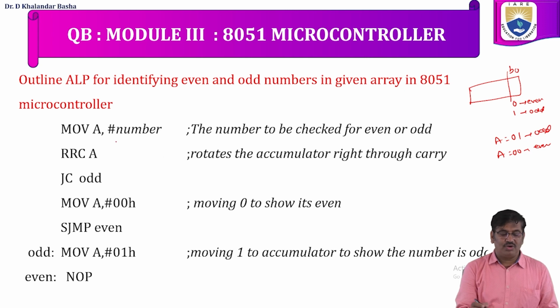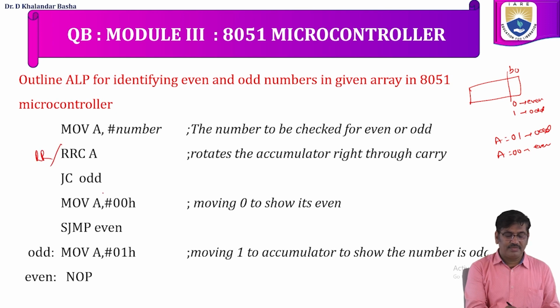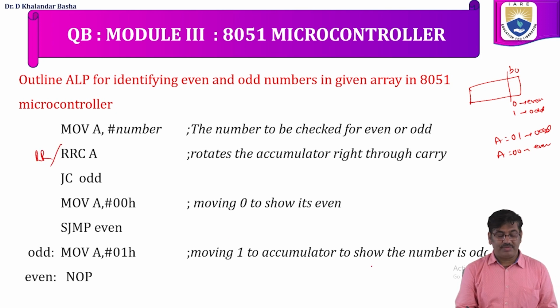So first we are going to move the given number into the accumulator. These contents we are going to shift towards the right side, either without carry or with carry. Both are valid. Towards the right side by one time. Then we'll check the carry flag. If carry is 1, we go to the odd label, where we load 01. If carry is 0, that indicates it is an even number, so we load the accumulator with 00. Just we will jump to even where nothing is done, because our objective is to load 01 for odd number, 00 for even.